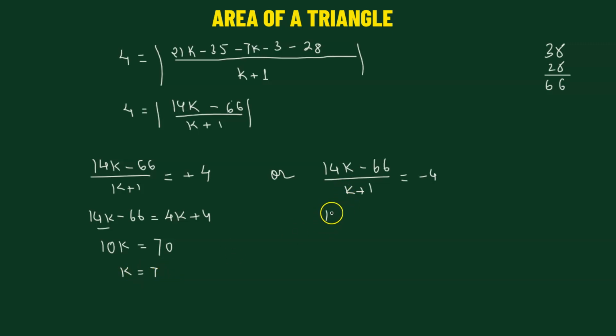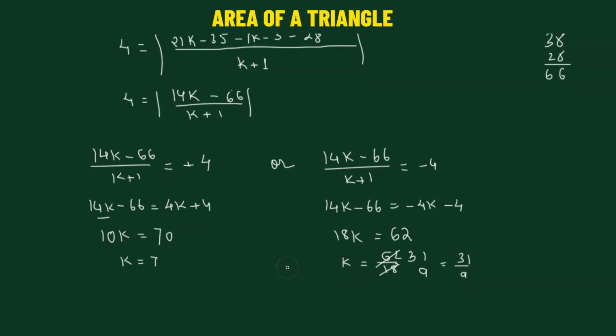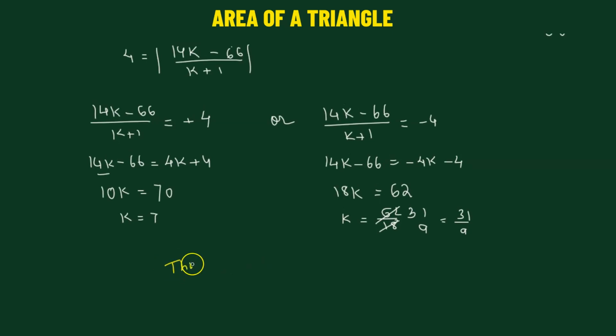And solving for this particular equation, we have 14k minus 66 equals, now we'll cross multiply negative 4 with k plus 1. So we get negative 4k, negative 4. So 14k plus 4k, that's going to be 18k, and that will equal 66 minus 4, that's 62. So k will be 62 over 18. If we simplify it, we have 2 times 31, that's 62, and 2 times 9 is 18. So k could also be 31 over 9. So these are the two possible values of k. Thus, k could be either equal to 7 or it could be equal to 31 over 9.